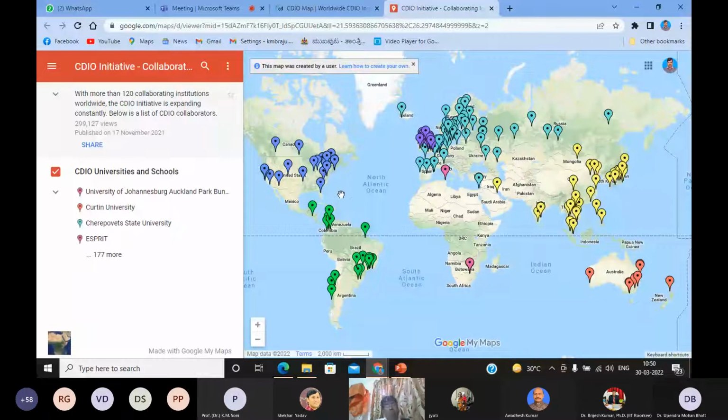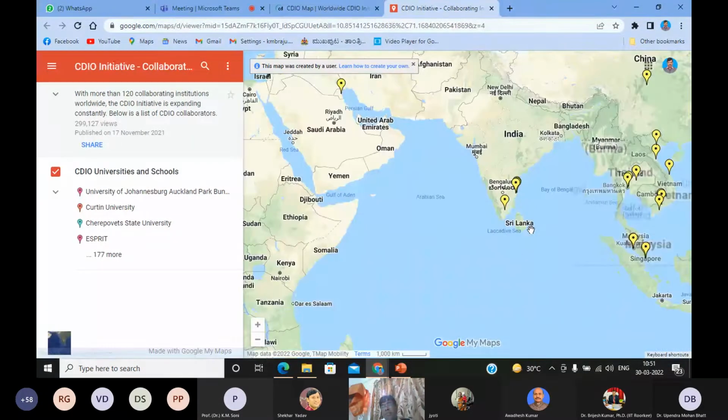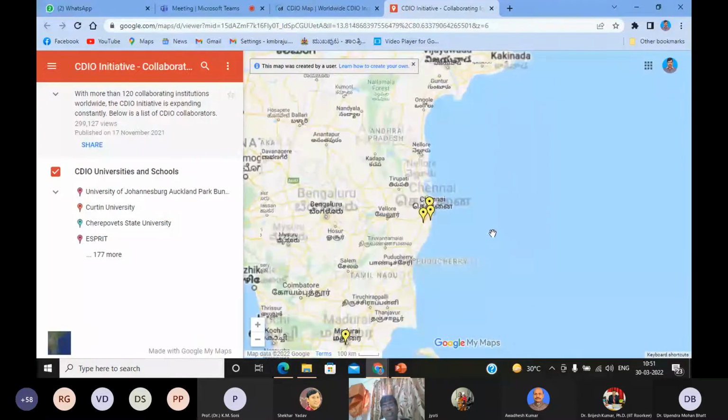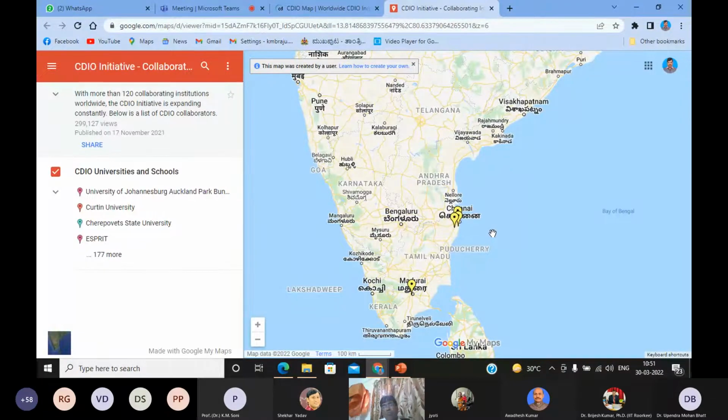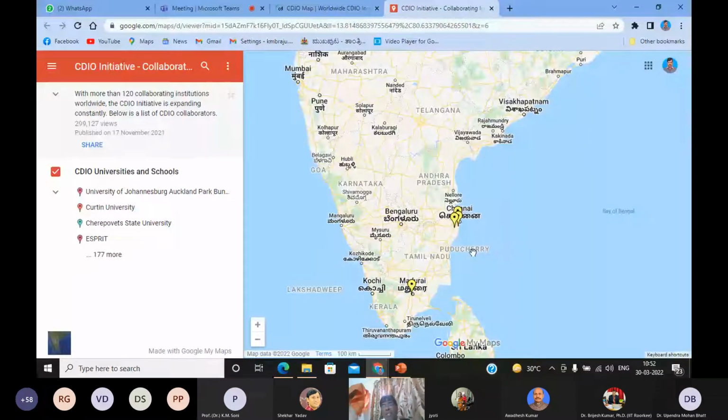Across the globe, 120 collaborating institutions are there based on the CDIO model. I am just zooming to India. In India, how many institutes are there which started the CDIO initiative? Four institutes are there from India. They have started the CDIO initiative recently.